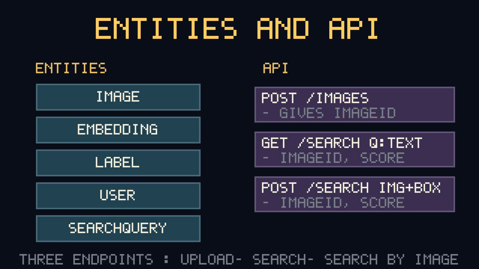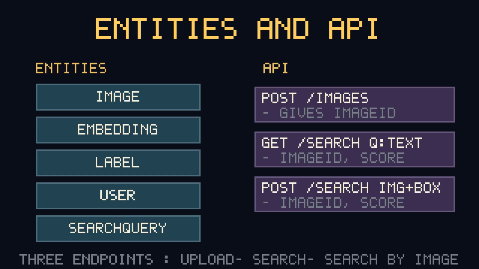The entities. The entities are an image, an embedding, a label, a user, and a search query. The interface is basically 3 endpoints: one to upload, one to search by text, one to search by image and bounding box. Now the actual system. There are 3 paths through this: the upload path, the indexing path, and the query path. Let's go through each of them.